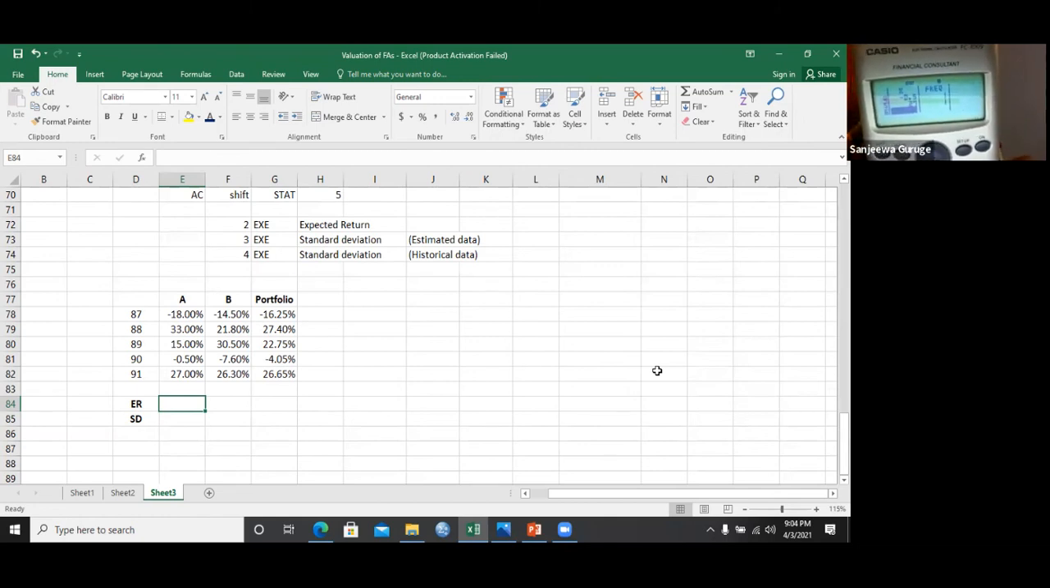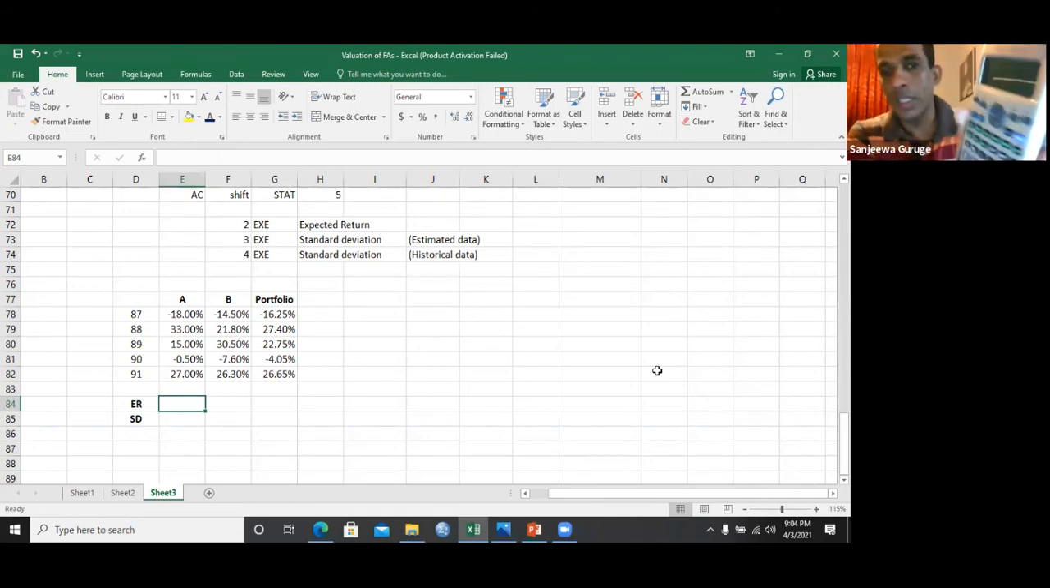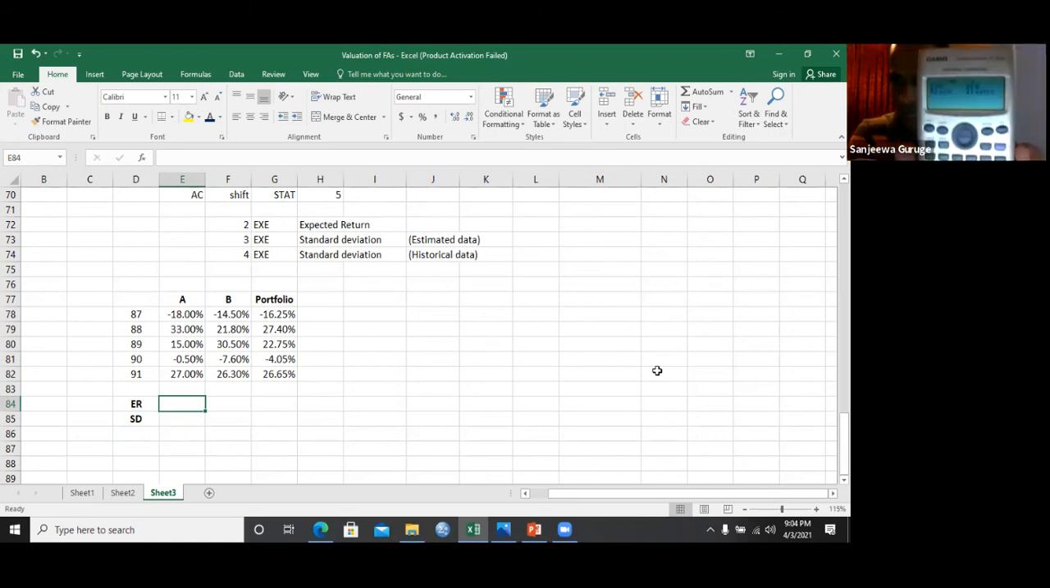So that means these are historical data. You don't need to put any probabilities. These are actual data. Then it is necessary to insert only the return data when you use historical data. Now, to get the results, we press AC, shift stat 5.